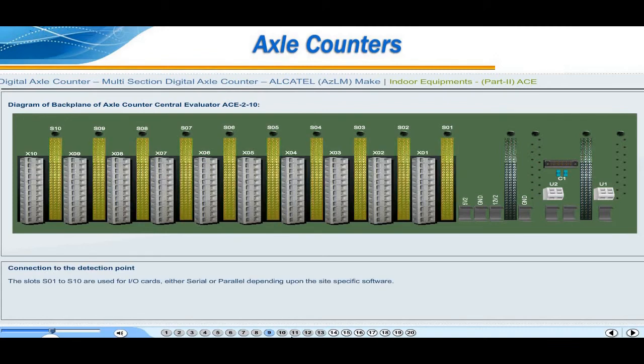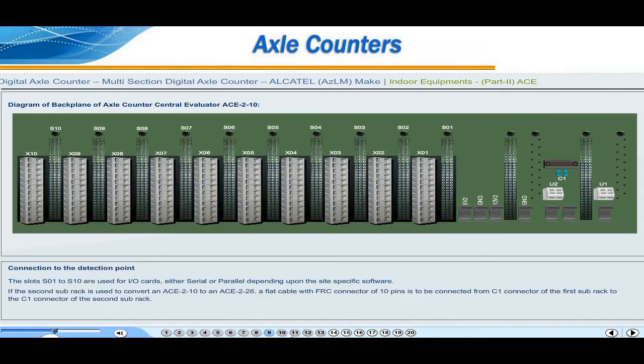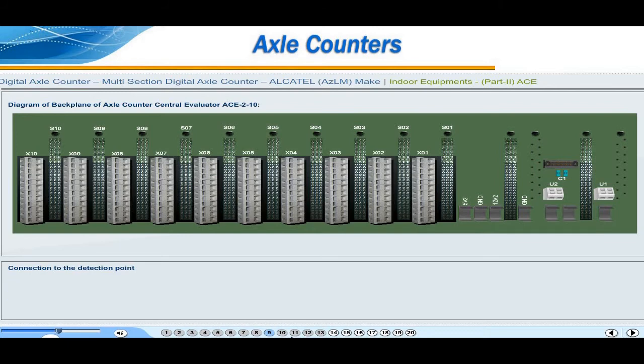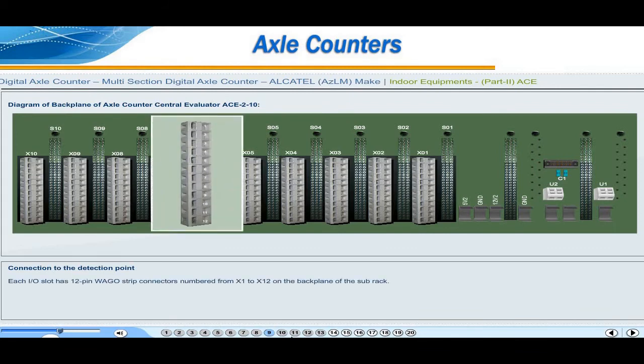The slots, slot 1 to slot 10, are used for input-output cards, either serial or parallel, depending upon the site-specific software. If the second subrack is used to convert an ACE 2/10 to an ACE 2/26, a flat cable with FRC connector of 10 pins is to be connected from the C1 connector of the first subrack to the C1 connector of the second subrack. Each input-output slot has 12-pin Wago strip connectors numbered X1 to X12 on the backplane of the subrack.